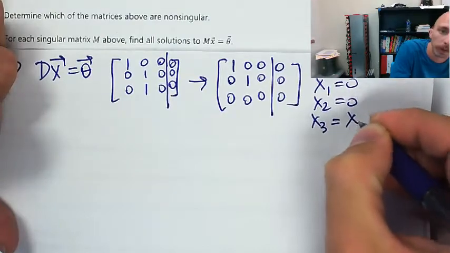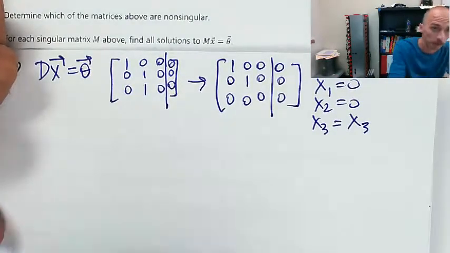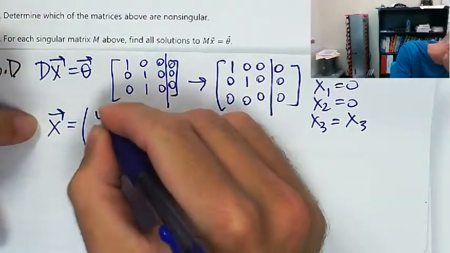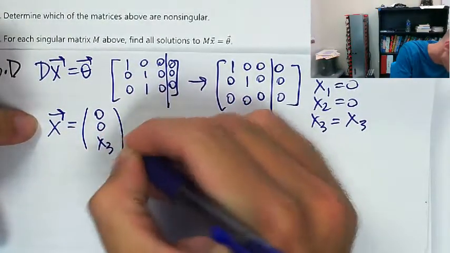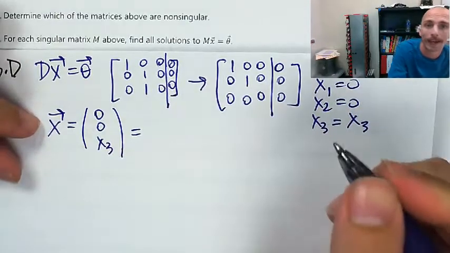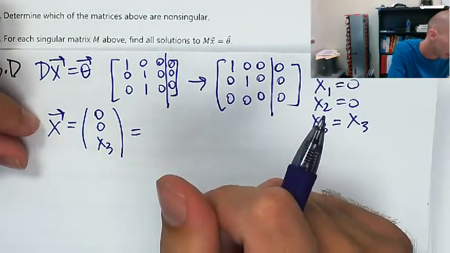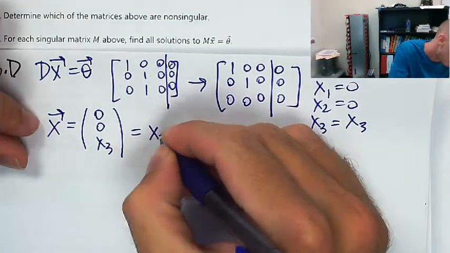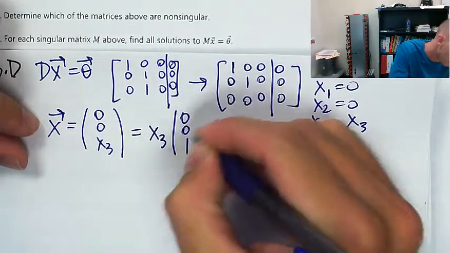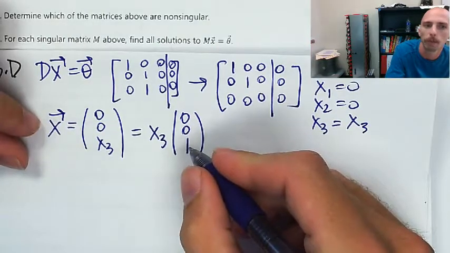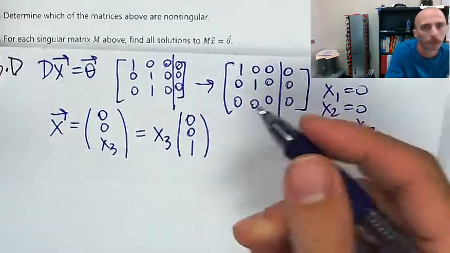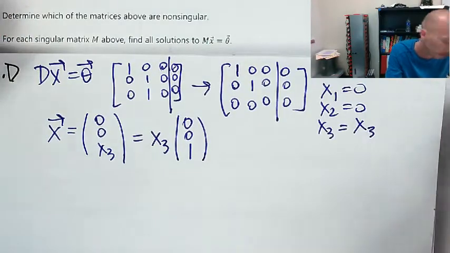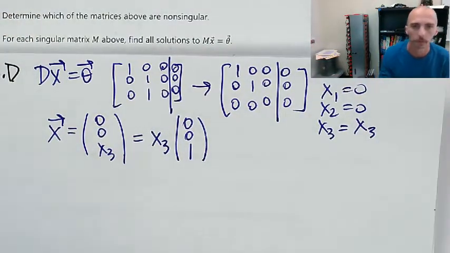x3, no rules. It can be whatever it wants. So if I wanted to express all the solutions, I'd have x equals 0, 0, x3, or if I factored it out the way I did in the previous example of a singular matrix, it's x3 times the vector 0, 0, 1. It's any possible multiple of 0, 0, 1, okay? We'll be expressing our solutions like that as we move forward in the class, so I'm just getting you started in that direction.